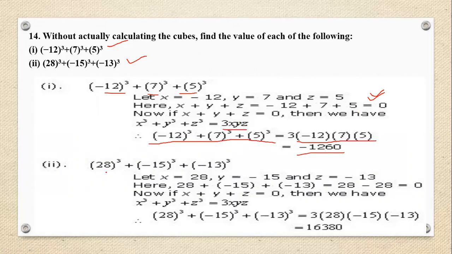Again, similarly, in the second question, the sum of all three values is 0. So the sum of their cubes will be equal to 3 times all the three values here. So 16,380 is the answer. Both parts are simple to do if you understood the previous question number 13.